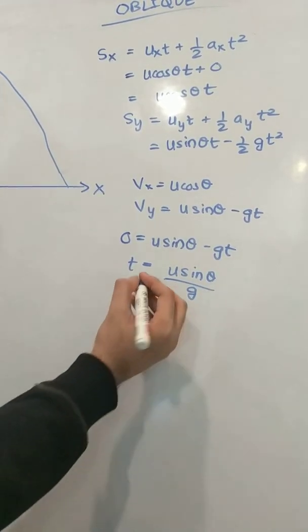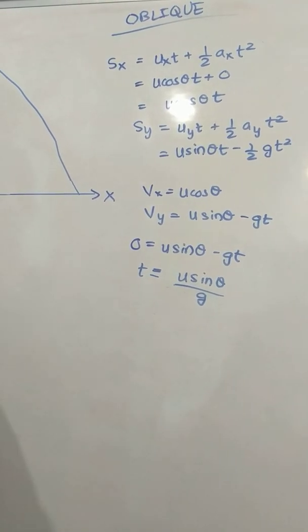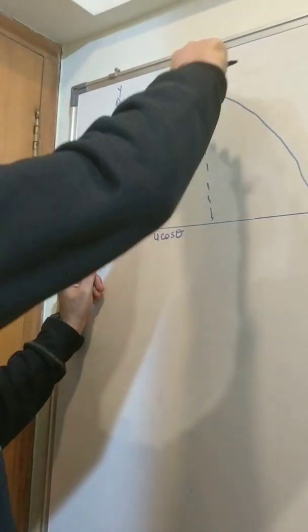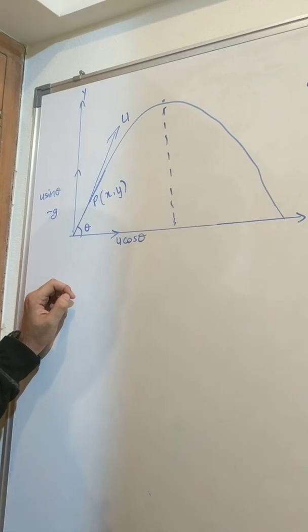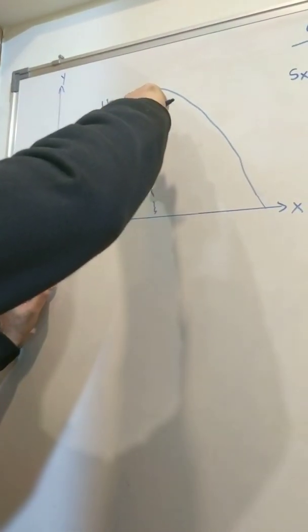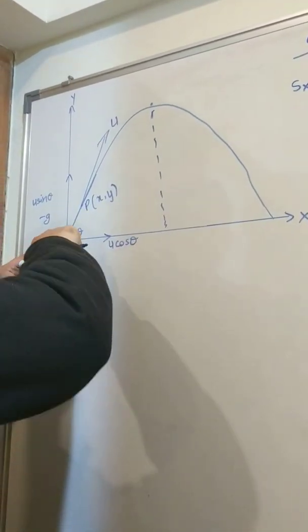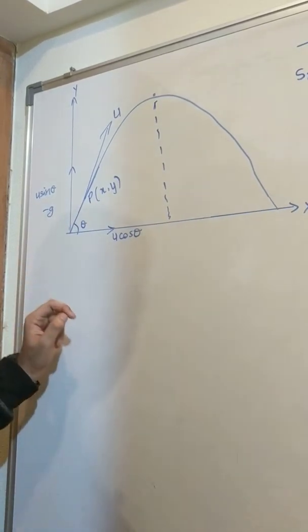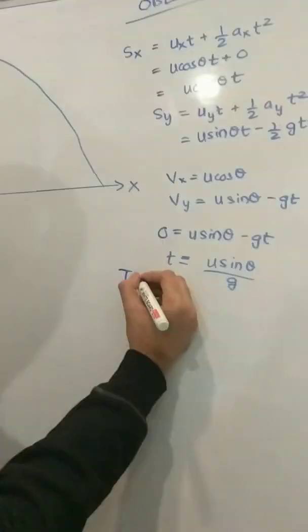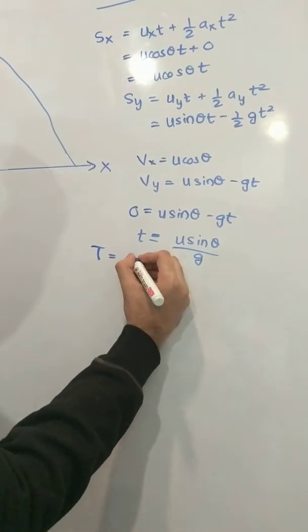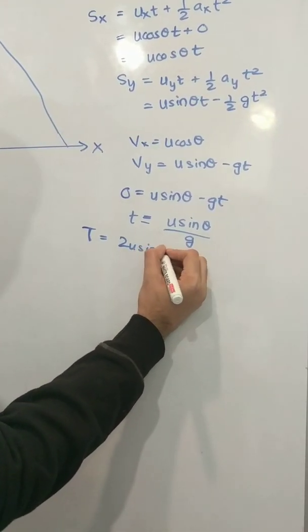now this is just the time taken to reach from this point to this point. So logically it would take double the time to reach from this point to this point. So I call that the time of flight. Capital T is equal to 2u sin theta over g.